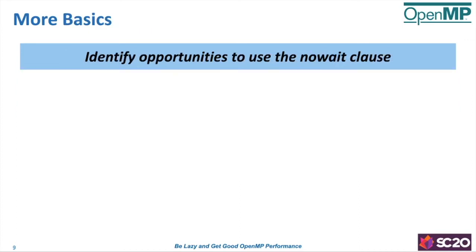A little bit more on the basics. Again, the nowait clause, as simple as it is, is extremely powerful. Barriers are expensive. You don't want them unless you need them. So identify where you can use the nowait clause. You're probably not going to do that in the first OpenMP version of your program, but once you have it running and you have the correct results, try to see if you can use the nowait clause and get rid of those barriers.